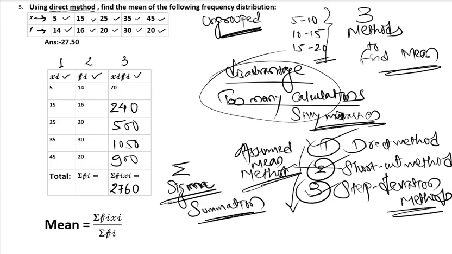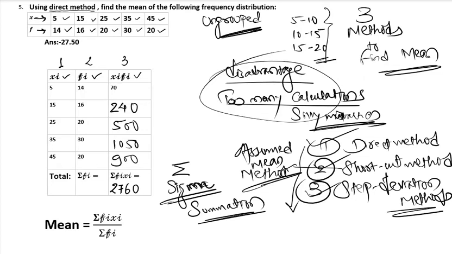So just listen to this commentary which I'm giving side by side, whatever notes I'm writing here. This might be useful for you for the long run. So sigma is a Greek letter which means summation or addition. Sigma fi xi means sum of all products of xi and fi. And sigma fi is sum of all the frequencies, right?